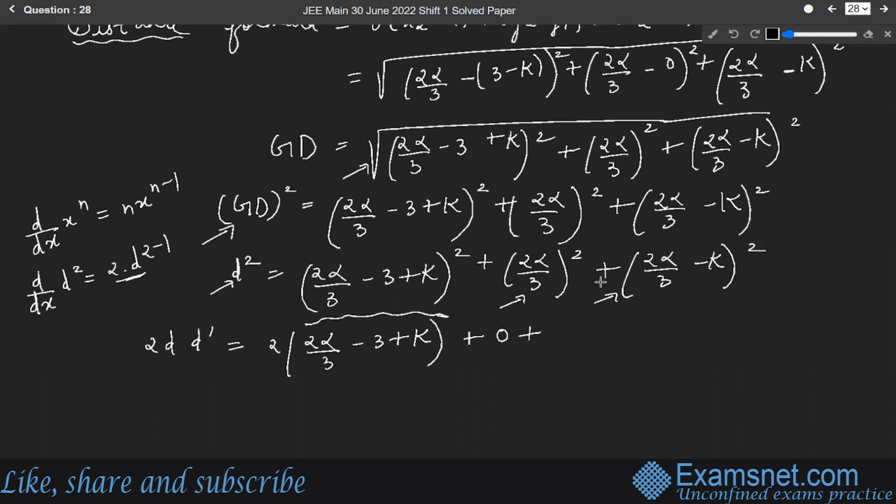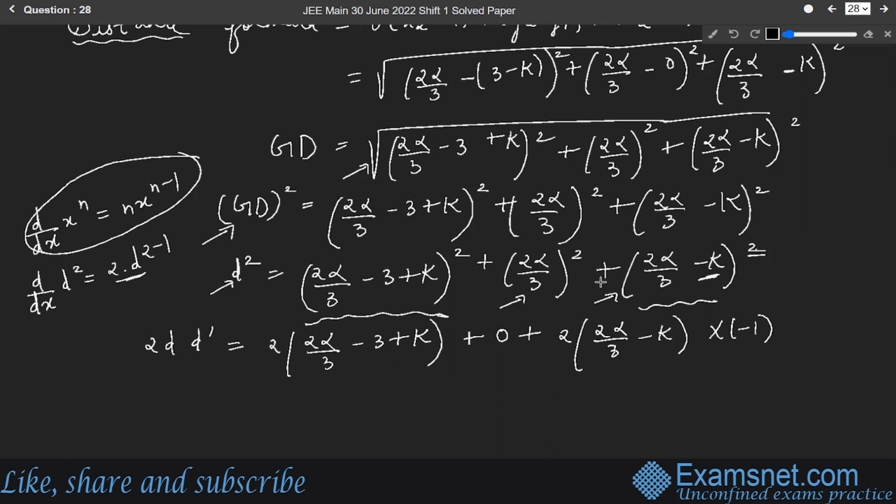Plus when we differentiate this term, (2 alpha by 3 minus k) whole square, again it is in the form of x power n. So it will be n into x power n minus 1. We have to use this formula here. What is n? n is 2. And what is x? x is 2 alpha by 3 minus k. So 2 into (2 alpha by 3 minus k) power n minus 1, 2 minus 1 is 1 only. Again, we have to differentiate minus k. k is a variable with derivative 1, so minus 1 will be remaining, into minus of 1. So this is the differentiation.